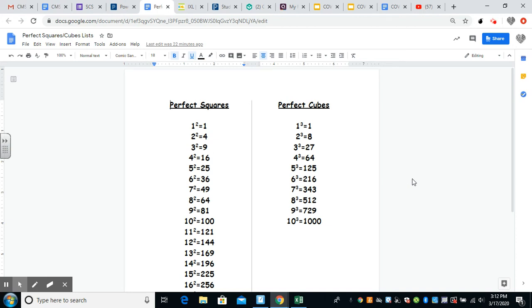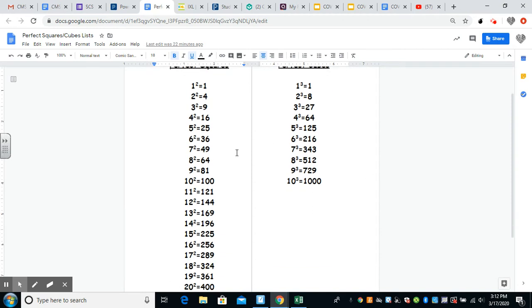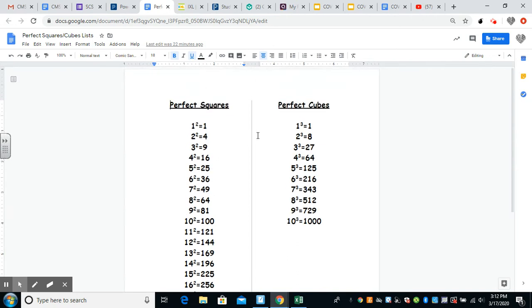Hi, I want to talk to you today about perfect squares and perfect cubes. These are numbers that you need to be very familiar with and recognize. Here's a list. Normally I focus on 1 through 20 squared. These are all your perfect square numbers. And then the perfect cubes 1 through 10 are the ones you need to be familiar with.